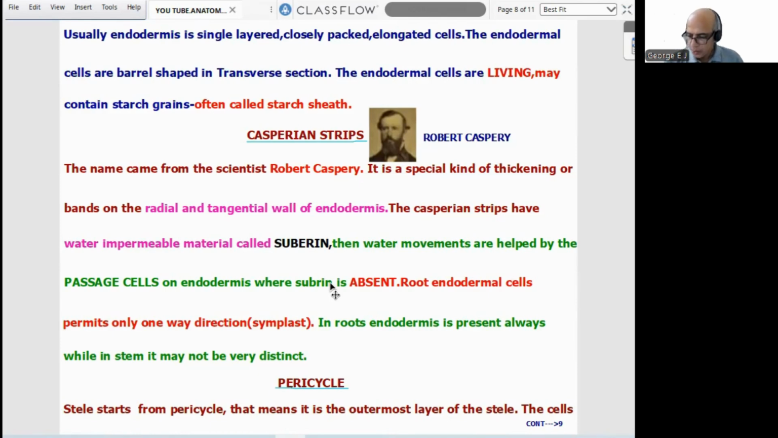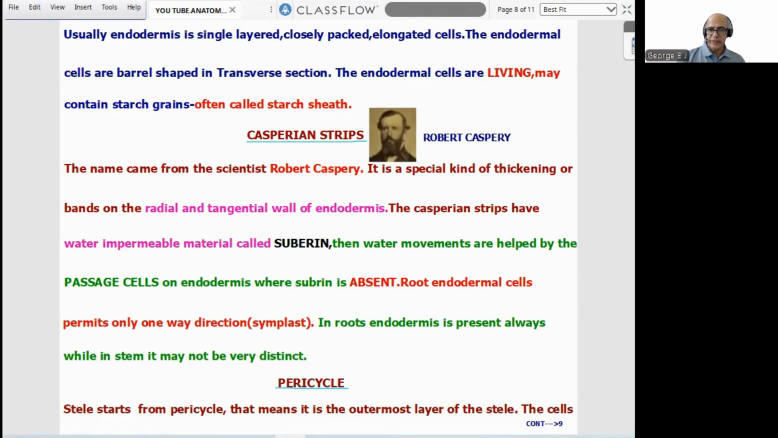Suberin is absent in passage cells. Root endodermal cells permit only one-way direction movement. It is connected with the terms symplast and apoplast, but presently they are not in the syllabus. In the root, the endodermis is always present, while in the stem it may not be very distinct. So the endodermis is a question area.